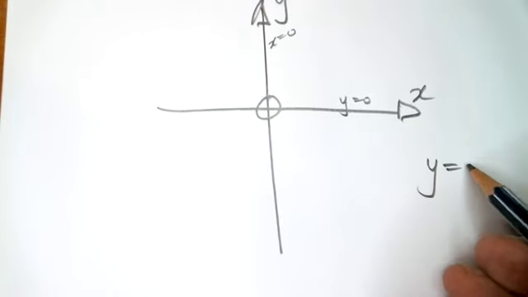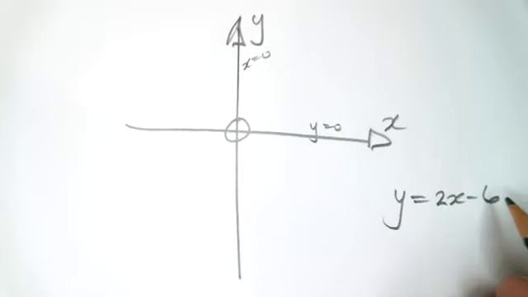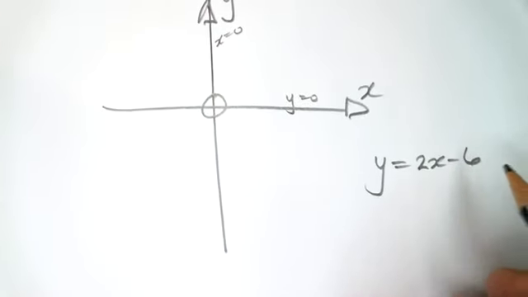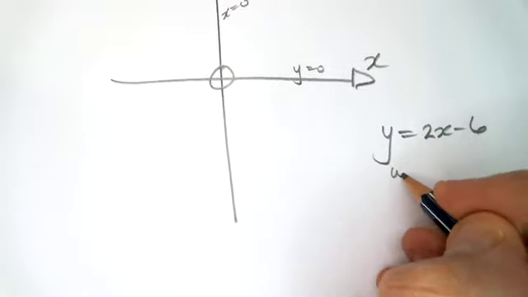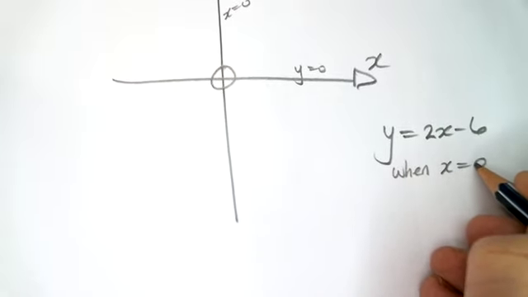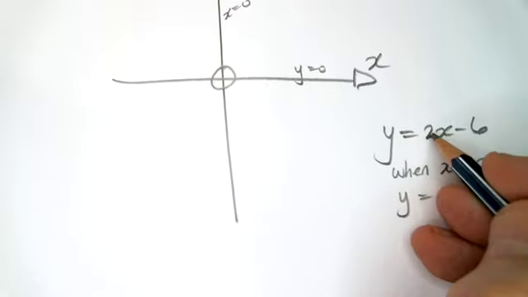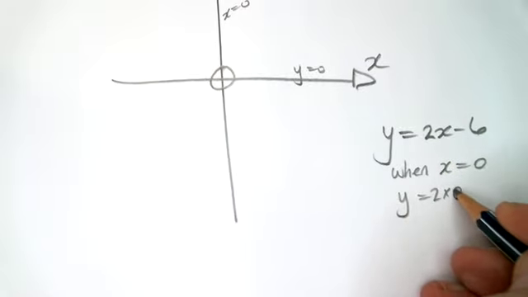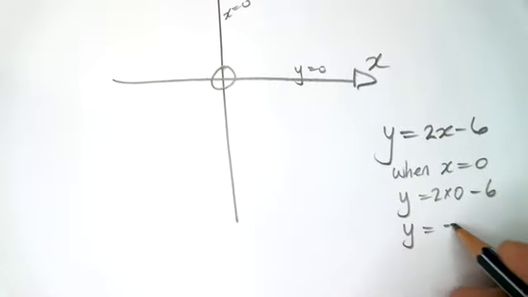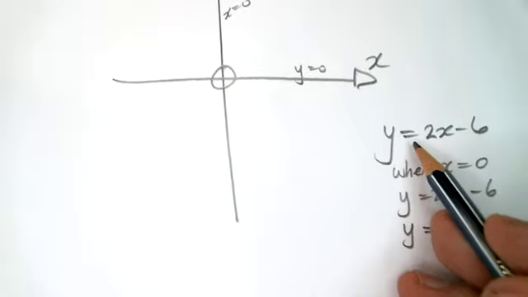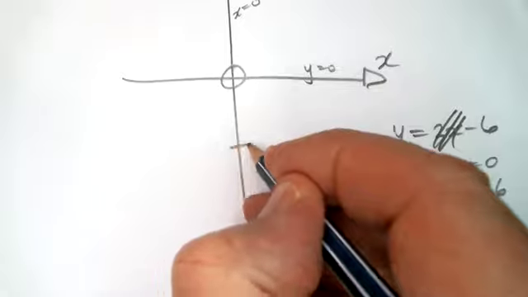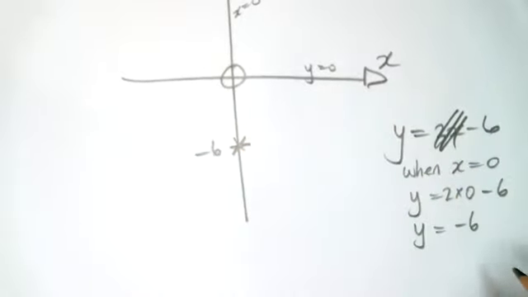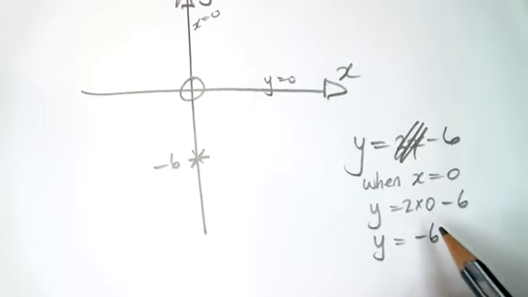Y is 2x minus 6. Now, of course, we actually know what the intercept here is. It's going to be negative 6. But why is it negative 6? It's negative 6 because when we make x equal to 0, y is equal to 2 times 0 minus 6, y is negative 6. So that's why when x is 0, y is negative 6. There's my negative 6. So let's find the x-axis doing the same thing.